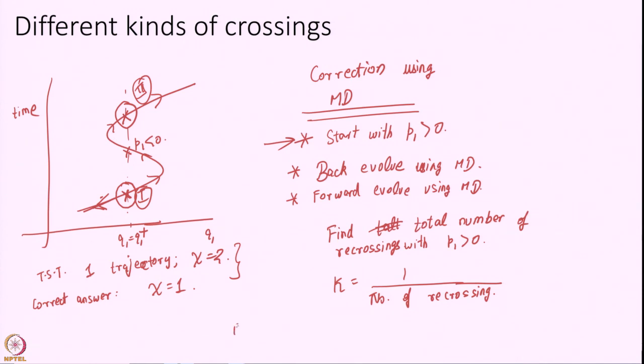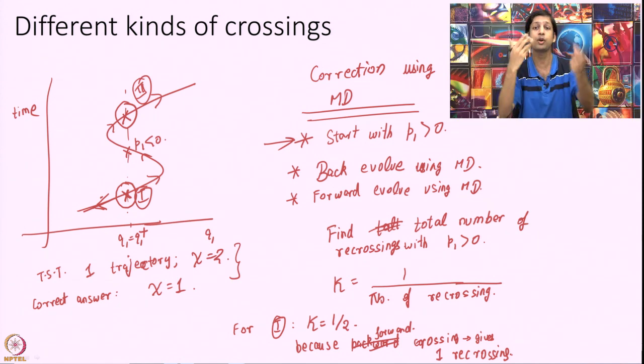So, for 1, my kappa will be set at half, because the backward crossing and the forward crossing here give one recrossing. The starting point itself is a crossing, plus when I moved forward in time I found another crossing. So, the total number of crossings became 2.